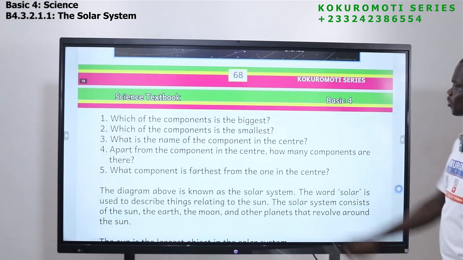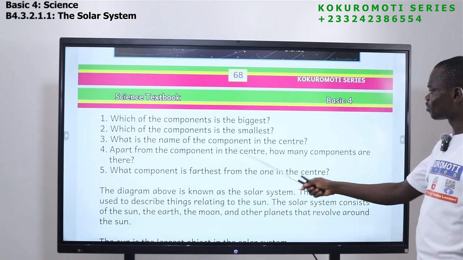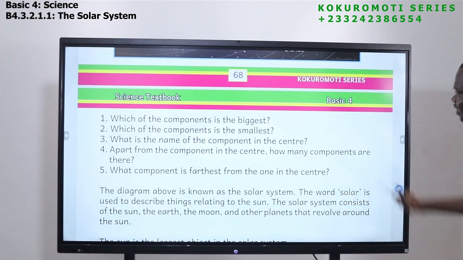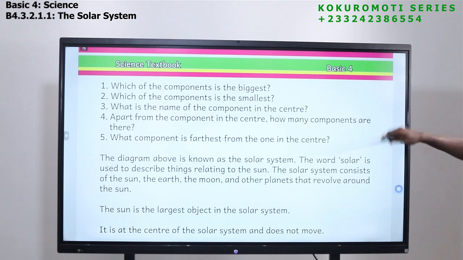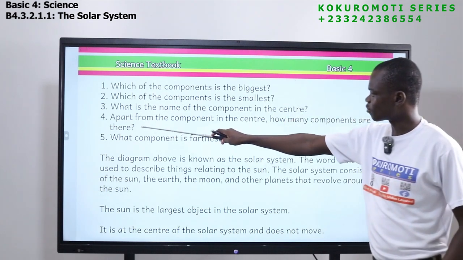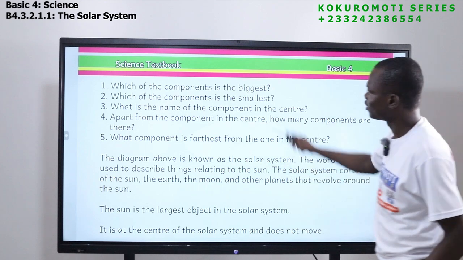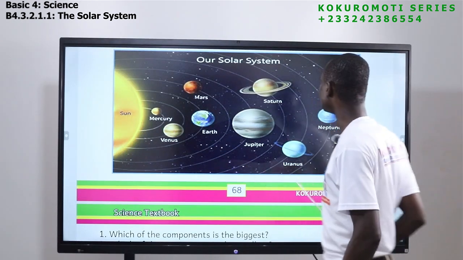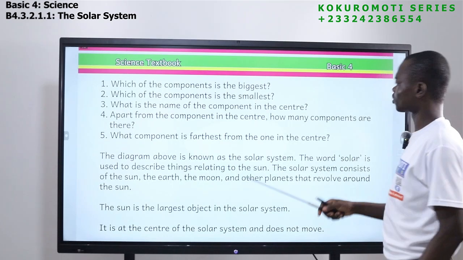You will get to know it. Which of the components is the smallest? What is the name of the component in the center? So this is the one in the center. Number 4, apart from the component in the center, how many components are there? So apart from this, how many do you have here? Can we count? Okay, you get to know them, don't worry.